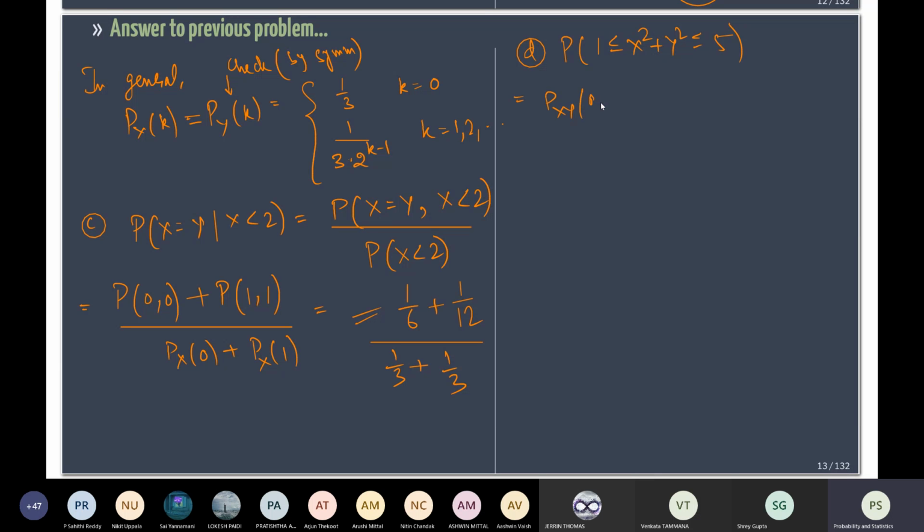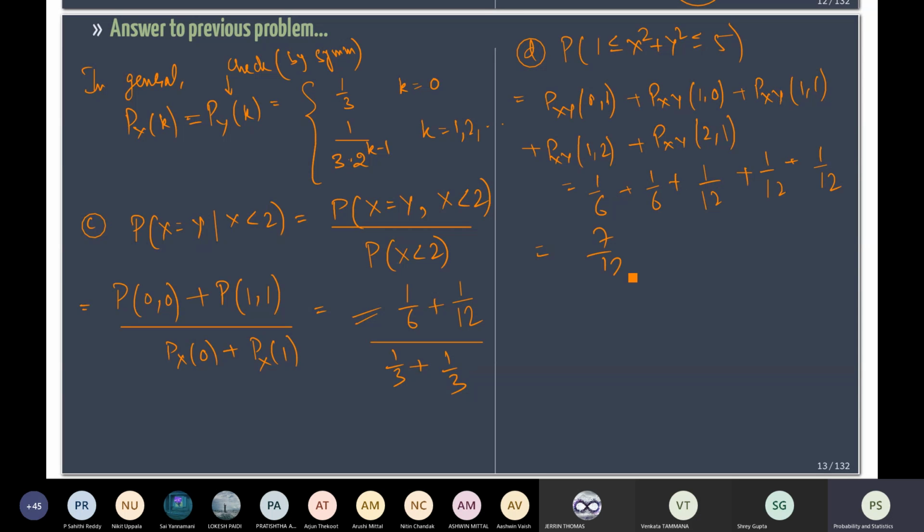So this will be pxy 0 1 plus pxy 1 0 plus pxy 1 1 will satisfy this, plus pxy 1 2 plus pxy 2 1, and all this will be 1 over 6, 1 over 6, 1 over 12, because the minimum is 1, so it's 1 over 12, minimum is 1 again, so 1 over 12. Okay, so this is 2 of 1 over 12, 2 of 1 over 12, 4, 5, 6, 7 over 12. Okay.